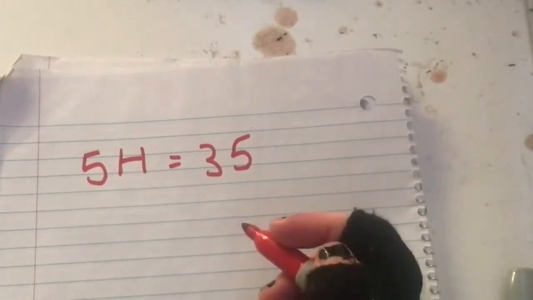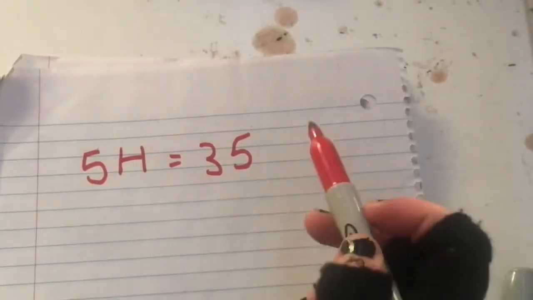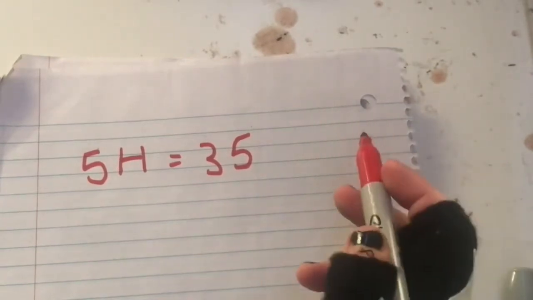Now let's move to the multiplication problems. So an example of this would be 5h equals 35. Now I'm sure you know your multiples of 5 by now, and know that 5 can go into 35 7 times, so keep that in mind.